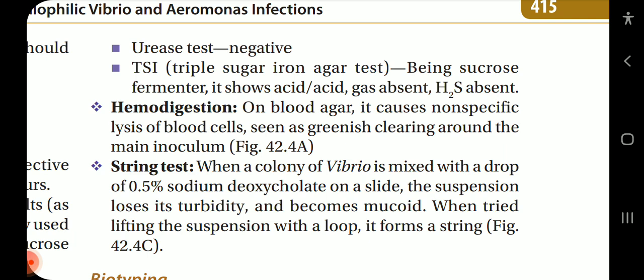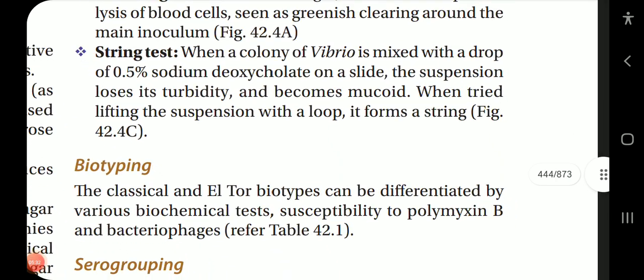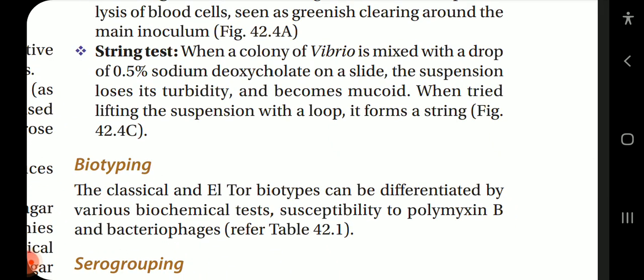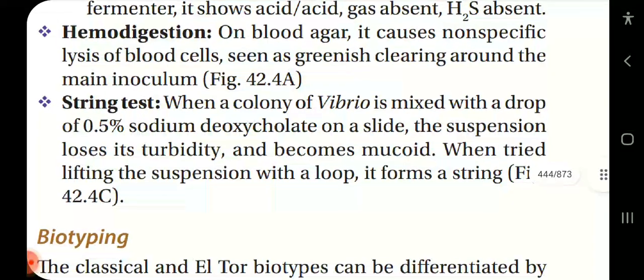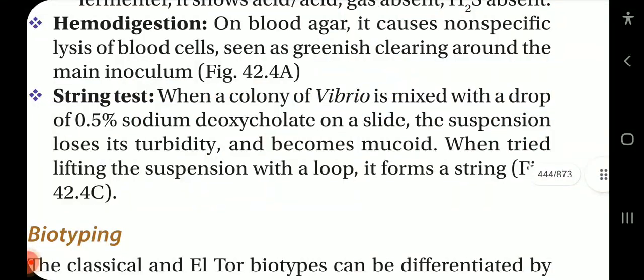Hemodigestion on blood agar: this causes non-specific lysis of blood cells, seen as greenish clearing around the main inoculum. String test: when a colony of Vibrio is mixed with a drop of 0.5% sodium deoxycholate on a slide, the suspension loses its turbidity and becomes mucoid. When lifting the suspension with a loop, it forms a string.